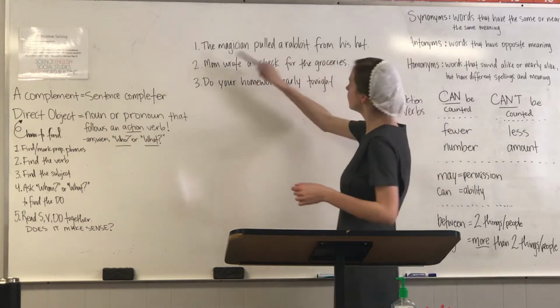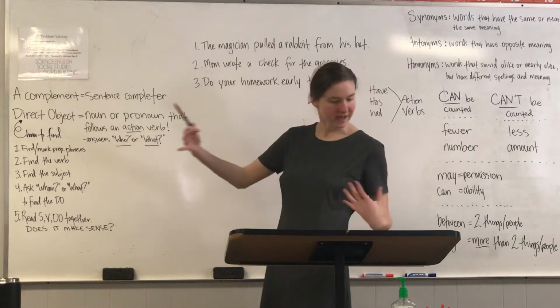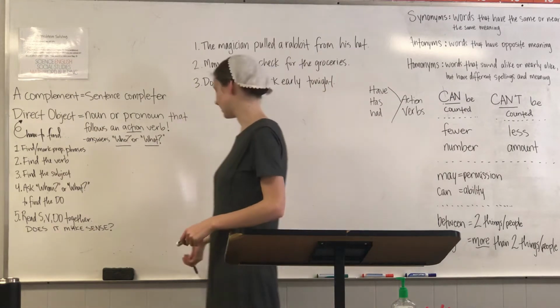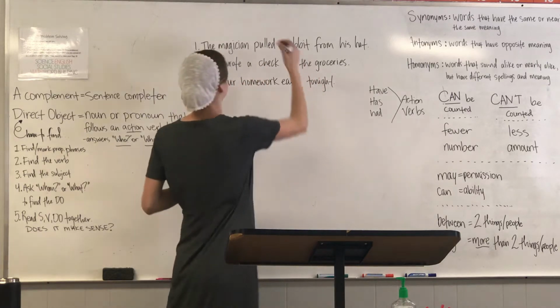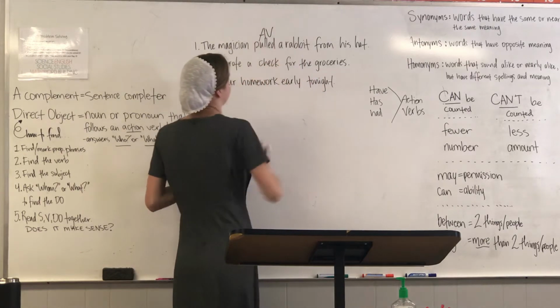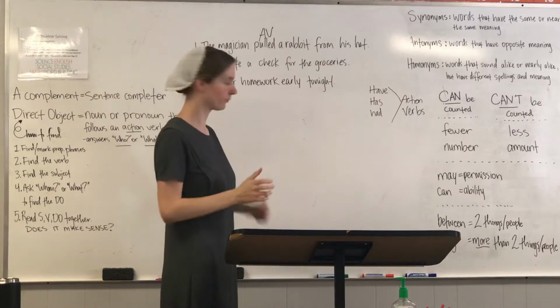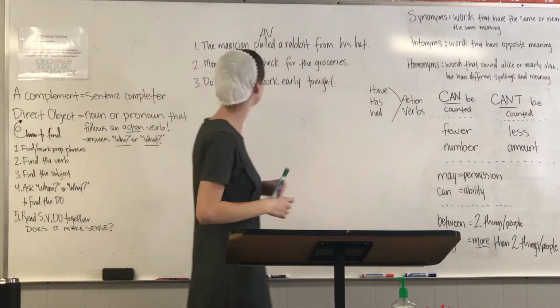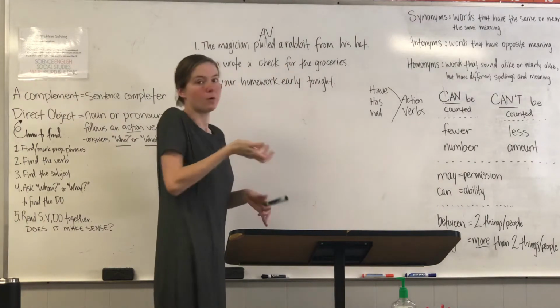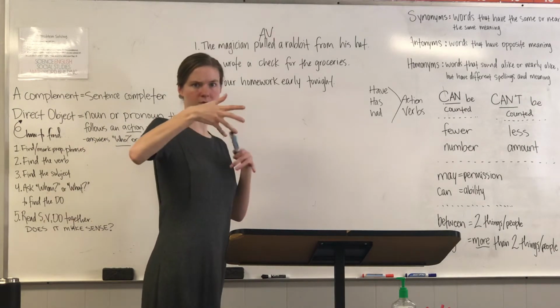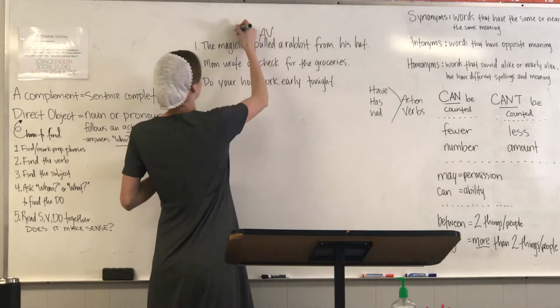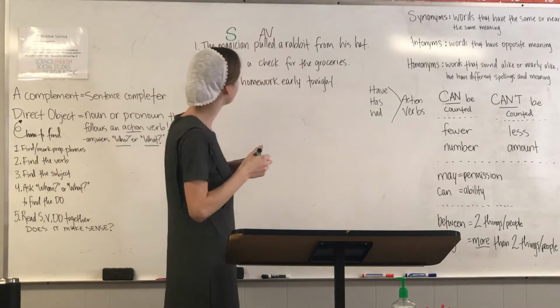Alright, number 1. Have your pencils ready? The magician pulled a rabbit from his hat. What's your action verb? What's the action that you could do? Pull. So you're going to label it AV. Use this marker so you can see it better. Ask who or what pulled to find your subject. Who or what pulled? What's your subject? Magician. The magician pulled.